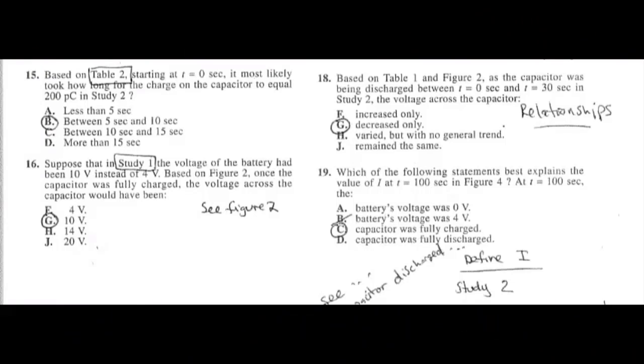Test 70A, Science Practice Problem number 18. Number 18 states, based on Table 1 and Figure 2, as the capacitor was being discharged between t equals 0 seconds and t equals 30 seconds, in Study 2, the voltage across the capacitor did what? First of all, they're asking you about the number one common thing in ACT science.